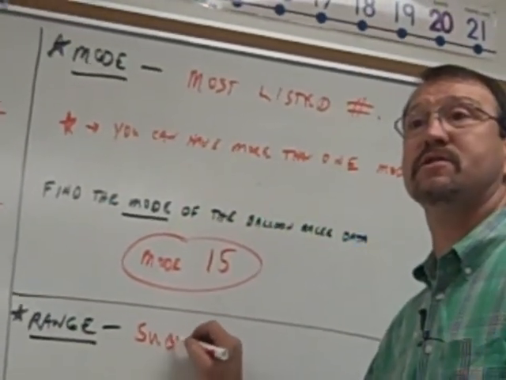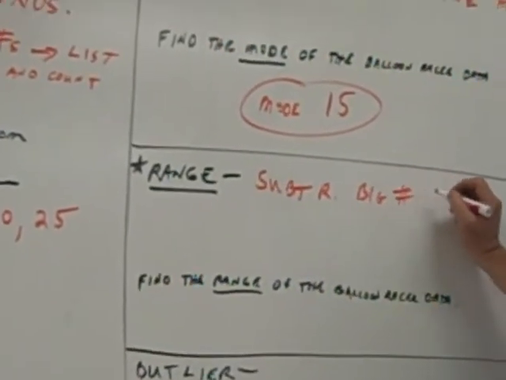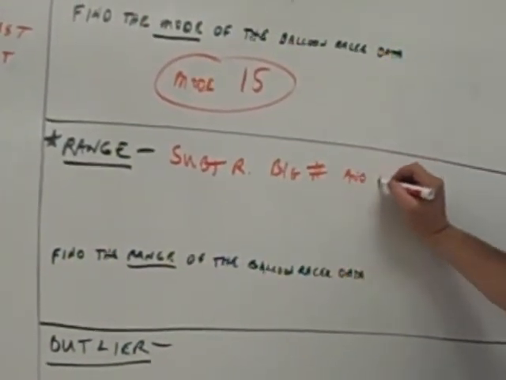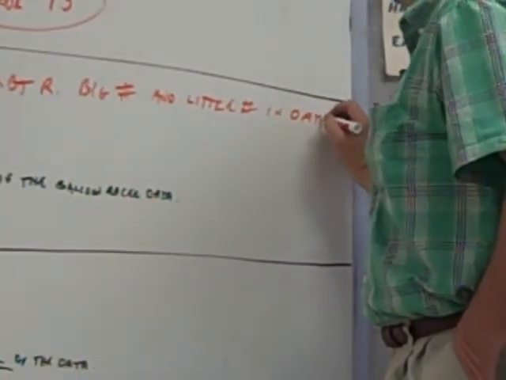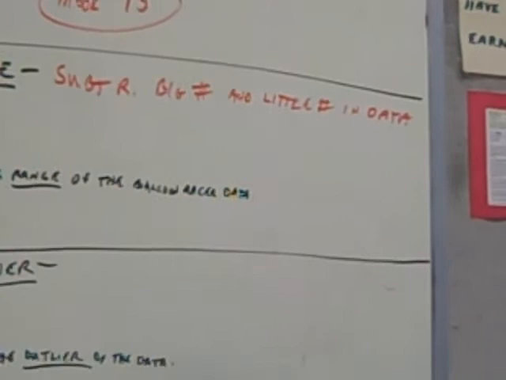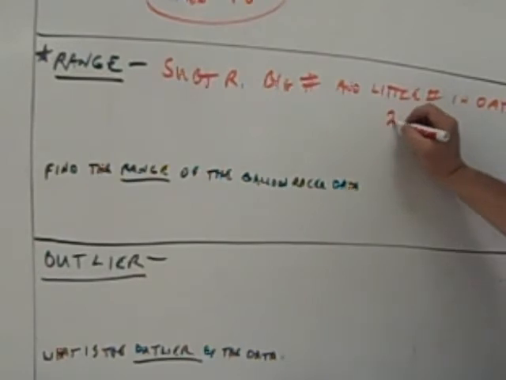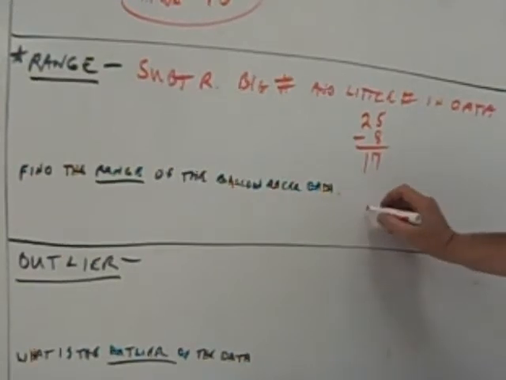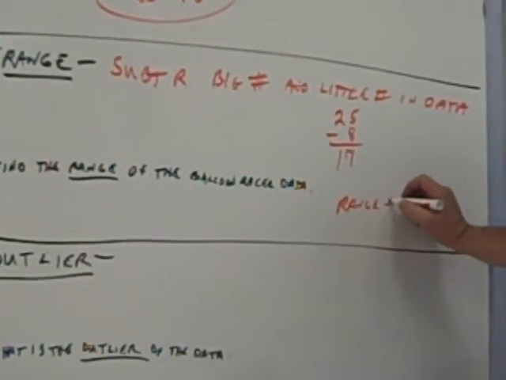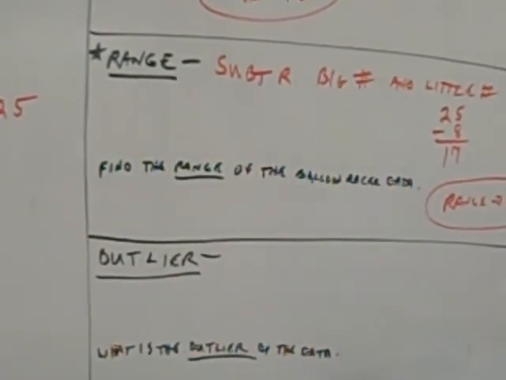The easiest way to do it is just subtract the big number and the little number in the data, and that will give you the distance between the biggest number and the smallest number. So we had 25 minus 8. Julian? 17. So the range is 17.